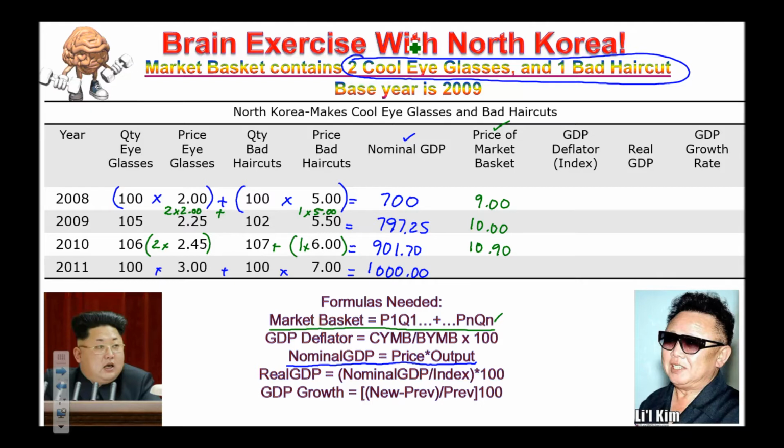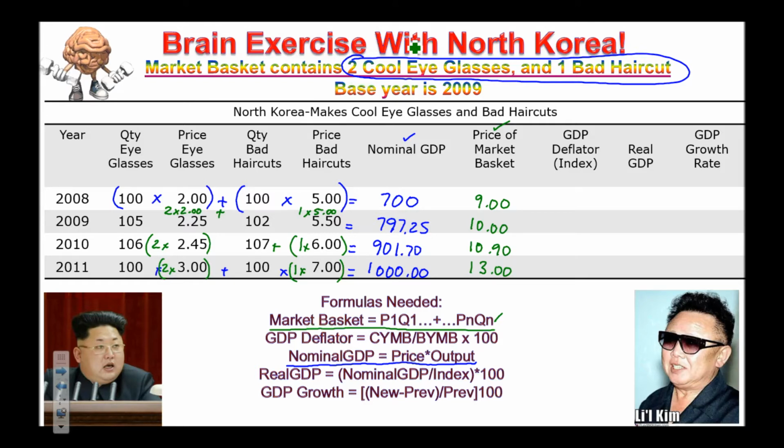And then we do the same thing on the last one. Take 2 times the price of the eyeglasses, and then add to that 1 times the price of the bad haircut. That's 2 times 3 is 6, plus 1 times 7 gives us 13. So that's how you calculate market baskets. First of all, you have to know the quantity of goods that are in the market basket, and you have to know the price of those goods in that day's dollars.